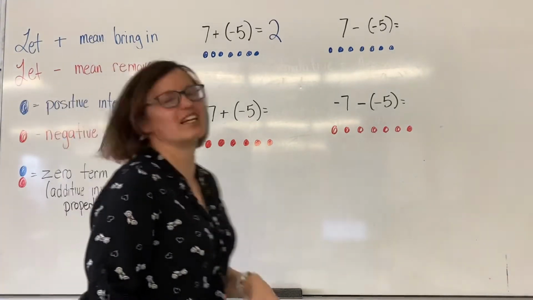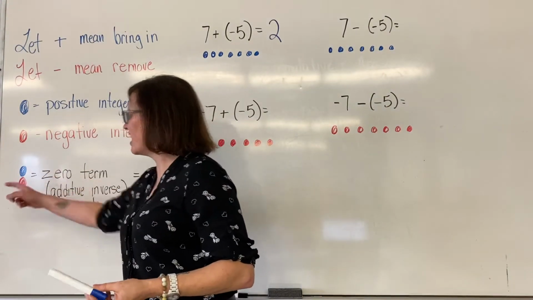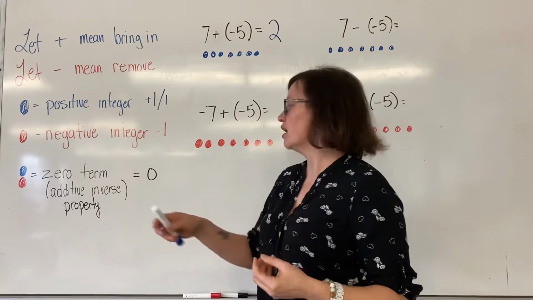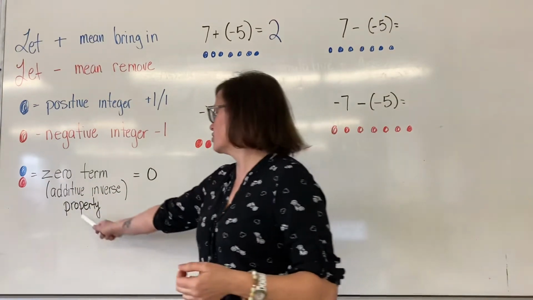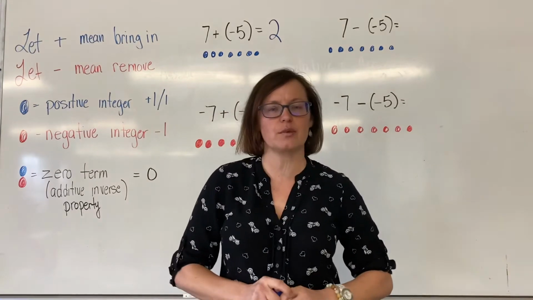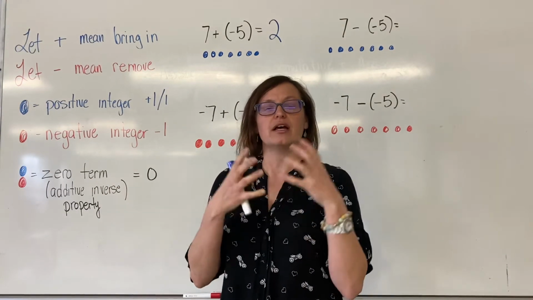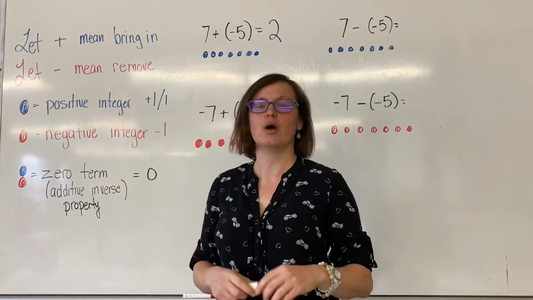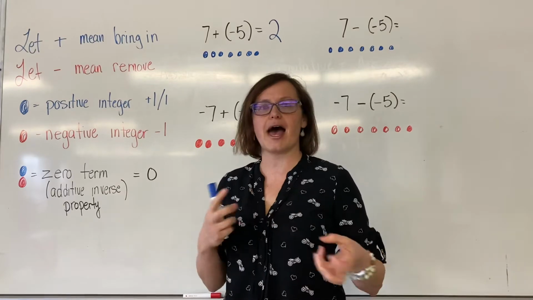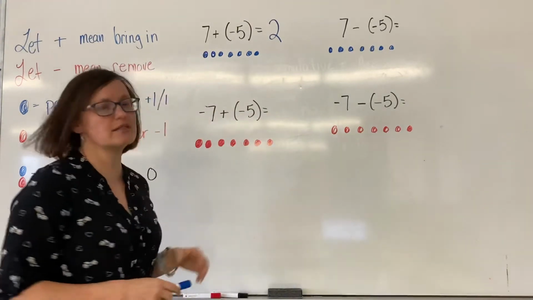And then I have something called a zero term. When we have a positive and a negative integer together, they make a zero term, and their value is 0. This is that additive inverse property that we talked about, where you have +1 and -1, you put them together, and they cancel each other out, and their value is 0. This is important to think about when we need to add or remove integers. All right, so let's do some operations.